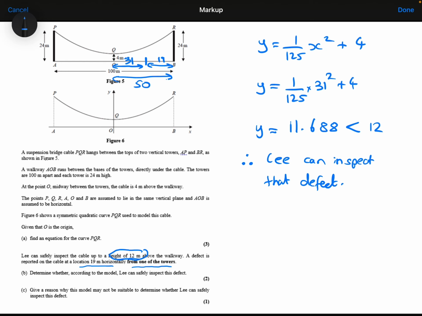We could talk about how we've assumed that the walkway AOB, I think it said somewhere in the question, yeah, AOB is assumed to be horizontal. We're assuming that this is perfectly flat. It might not be. So we could say that AOB may not be completely horizontal. We also assume that all of the points lie in the same vertical plane, which is also unlikely to be the case. So any comments along those lines will be suitable for your answer for part C.